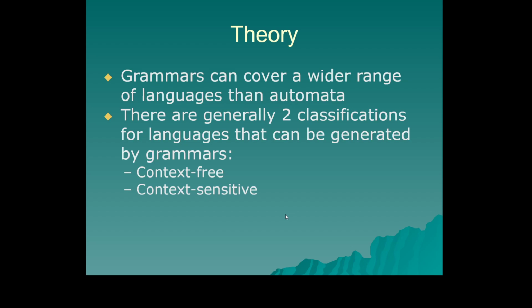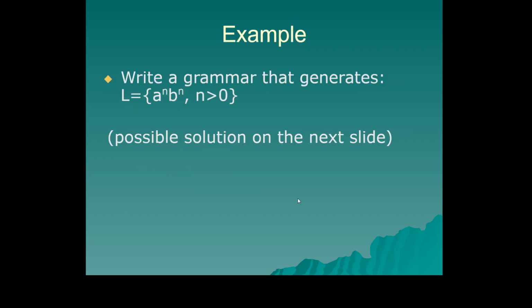So let's talk about the theory of grammars. Because of the flexibility in writing rules, grammars can cover a wider range of languages than automata. There are two classifications for languages that can be generated by grammars: context-free and context-sensitive. We're going to focus really heavily on context-free, because there are not a ton of situations where context-sensitive shows up, and either way, it's beyond the scope of this class.